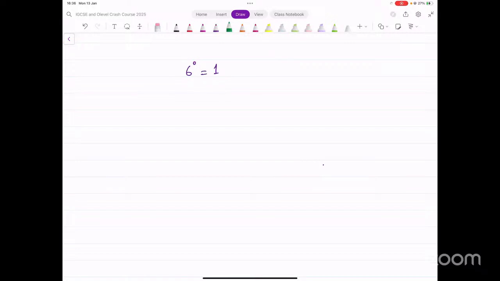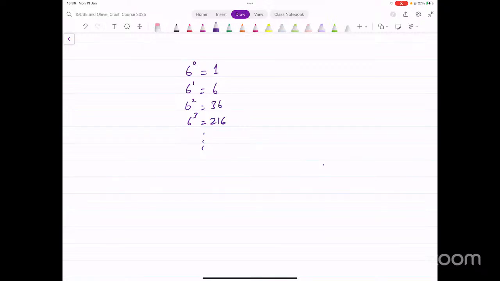So think about it. If you had 6 power 1, what would that be? That would be 6, right? 6 power 2, what would that be? That would be 36. And then 6 power 3, for instance, would be 216, and so on. You can find powers of 6 like this.